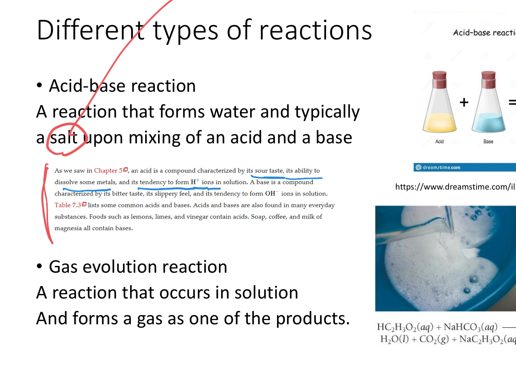hydrogen ions, basically H plus, in solution. And hydrogen ions, we also call them protons, but you don't have to worry about that. Just remember H plus ions. And a base is a compound characterized by a bitter taste, right? And it has a slippery feel, and it has a tendency to produce OH minus ions. And can anyone tell me off the top of your head what the name of OH minus is? It is a polyatomic ion.